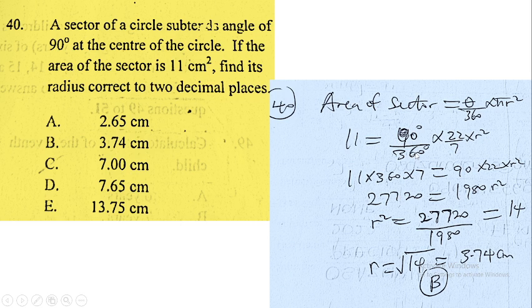From there you can cross multiply. 11 times 360 times 7 equals 90 times 22 times r squared. Then this times this will give us 1980. Then if you multiply this you have 27,720. Divide both sides by 1980. Your r square will be 14. Then find the square root of 14 to get the value of our radius, which will give us 3.74 centimeters as the value of the radius to 2 decimal places.